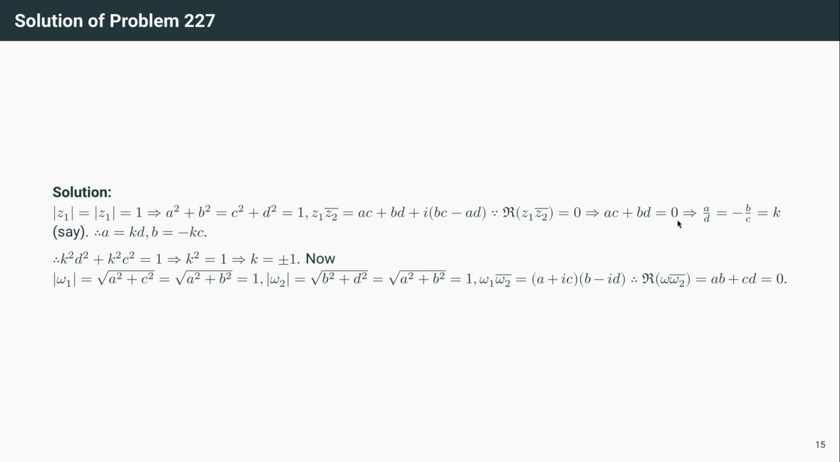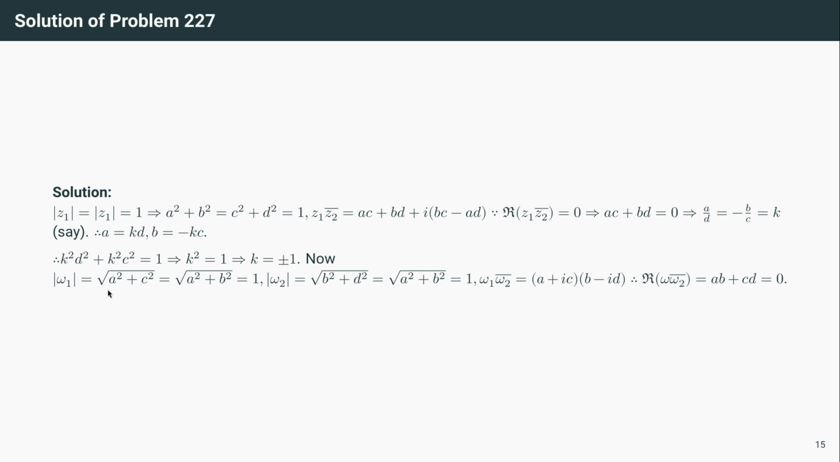So ac plus bd is equal to 0 means a by d is equal to minus b by c is equal to k. So we can say that a is equal to kd and b is equal to minus kc. That means k square d square plus k square c square is equal to 1, because that will be a square plus b square. This implies that k square is 1 because c square plus d square is 1. It means k is equal to plus minus 1.